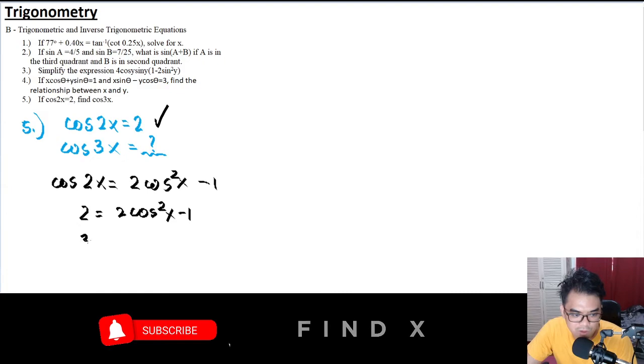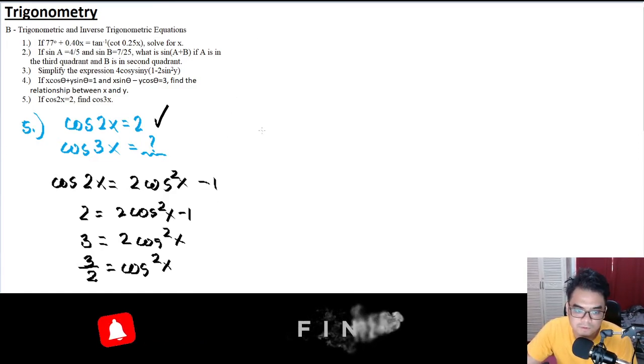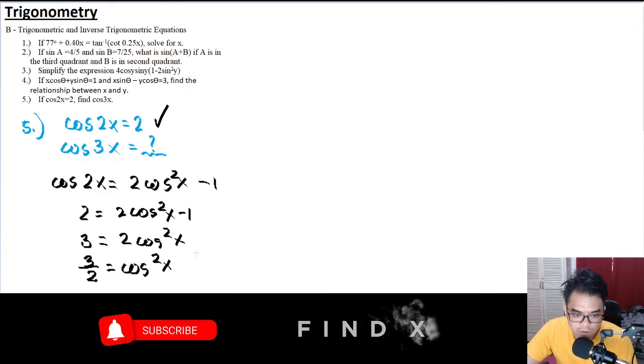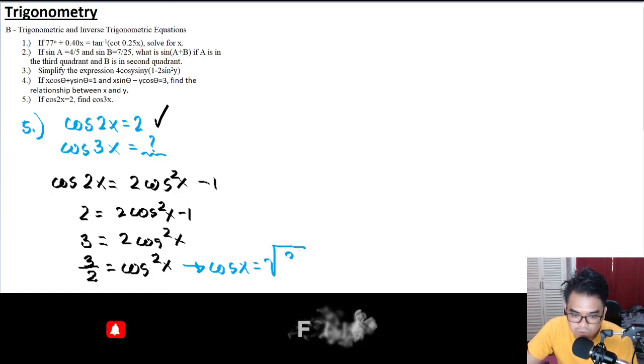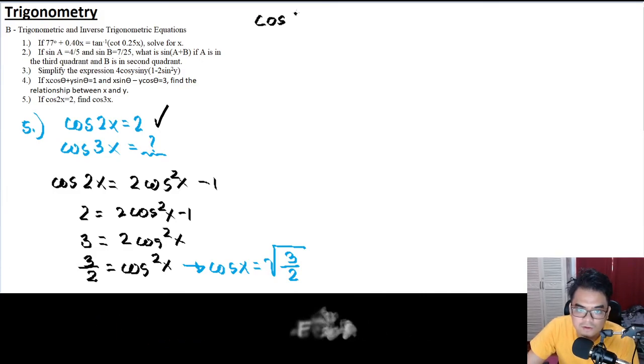So transpose 1, you'll have 3 equal to 2 cosine squared x, and then 3 over 2 equal to cosine squared x. Therefore, we can conclude that cosine x is simply equal to the square root of 3 over 2. Okay, so we already got the values for cosine 2x and cosine x. So let's try to manipulate cosine 3x.